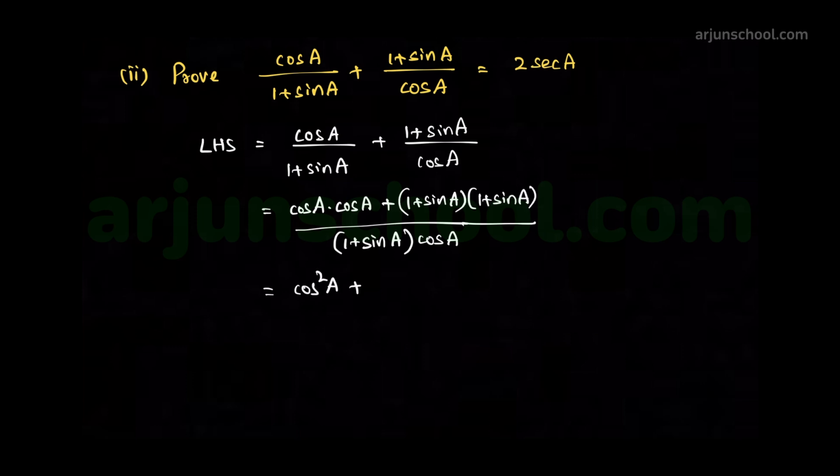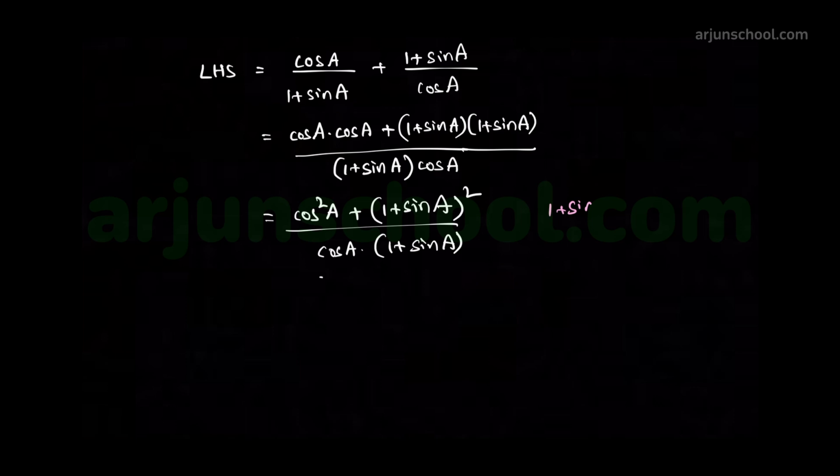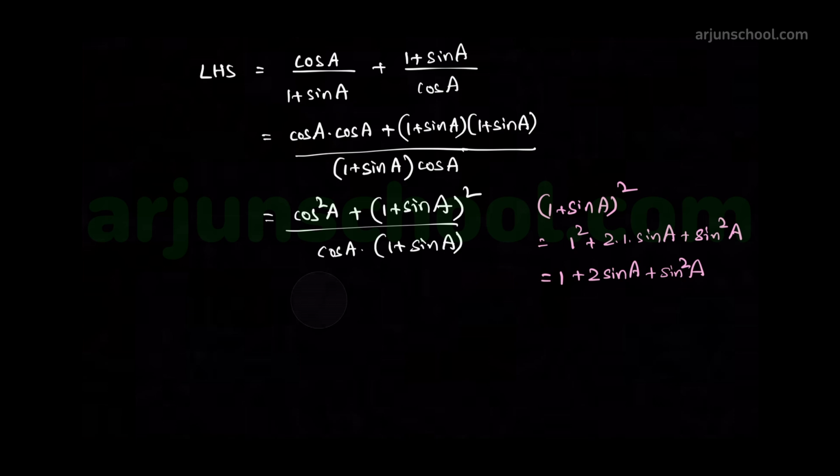Which is equal to cos² A plus (1 plus sin A) whole square by cos A of (1 plus sin A). Now let us expand the numerator. In the numerator we have (1 plus sin A) whole square, which is of the form (a plus b) whole square, which is equal to 1 square plus 2 times 1 times sin A plus sin² A, which is equal to 1 plus 2 sin A plus sin² A. Now let us substitute this value in the place of (1 plus sin A) whole square, which is equal to cos² A plus 1 plus 2 sin A plus sin² A by cos A of (1 plus sin A).